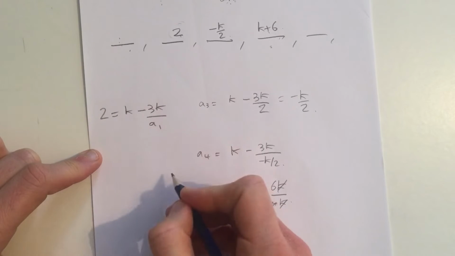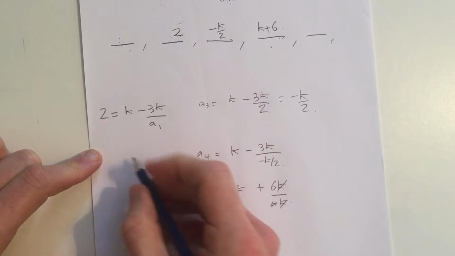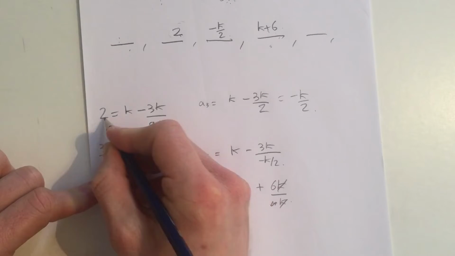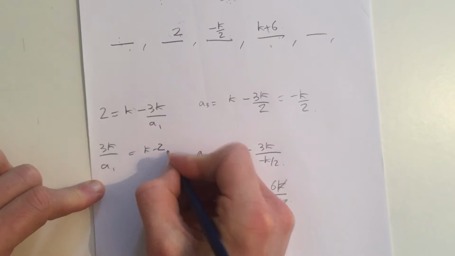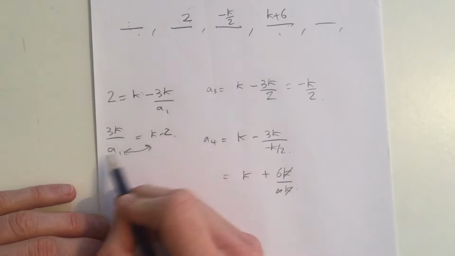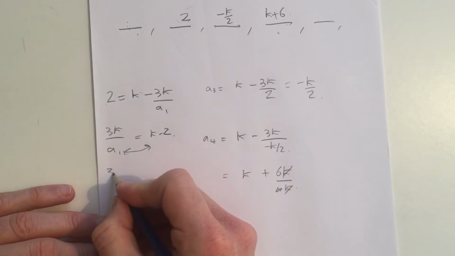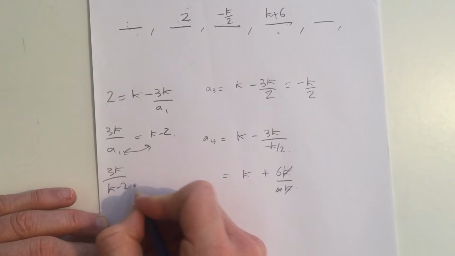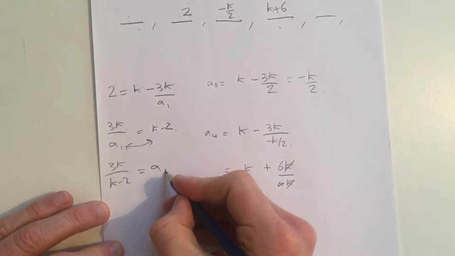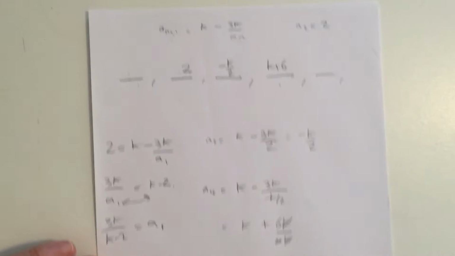So let's make a1 the subject. If I move this over, let's move that over there, and move the 2 over there, like that. Then just swap the a1 and the k minus 2 round to make a1 the subject, like that. So that's an expression for the first term.